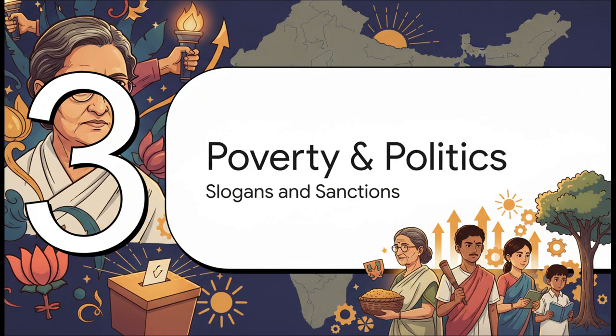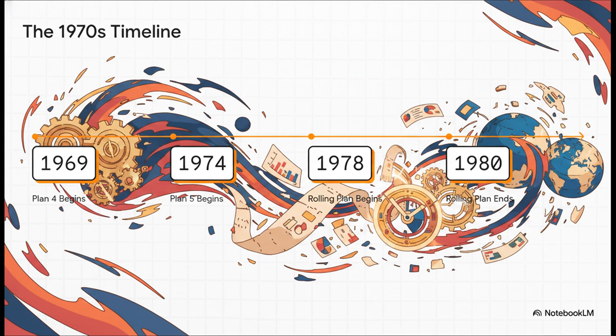Section 3. Poverty and political shifts. Struggles, slogans, and sanctions. Moving into the 1970s, intense political maneuvering under Prime Minister Indira Gandhi and a desperate need to tackle systemic poverty really fragmented the timeline.